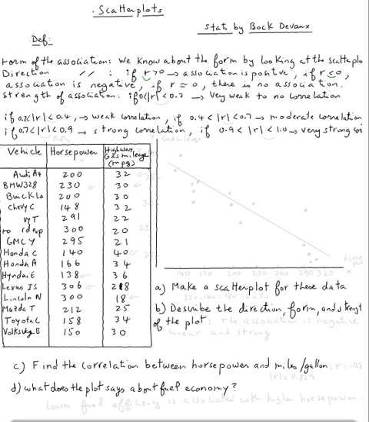Also, the strength of the association, you can also look at the correlation coefficient. If the absolute value is between 0 and 0.2, that's no correlation. Very, very weak, almost no correlation. If it's between 0.2 and 0.4, that's weak. If it's between 0.4 and 0.7, that's moderate. And then strong will be between 0.7 and 0.9, and very strong will be between 0.9 and 1. So let's do this example.